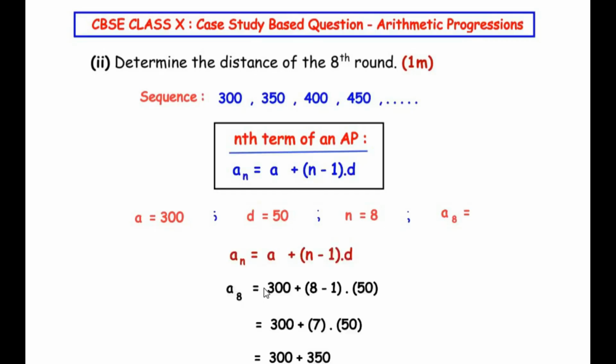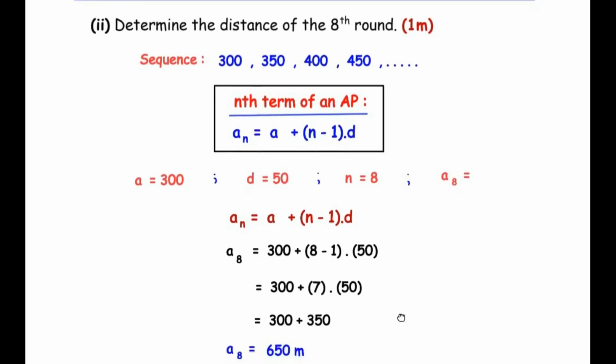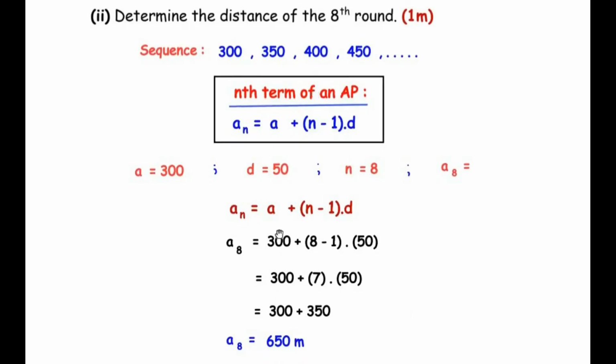So A8 is equal to 300 plus 8 minus 1 times the common difference, which is 50. Simplifying this, we get 300 plus 7 times 50. Further simplifying, 7 times 50 is 350. So 300 plus 350 gives us the distance of the 8th round as 650 meters.